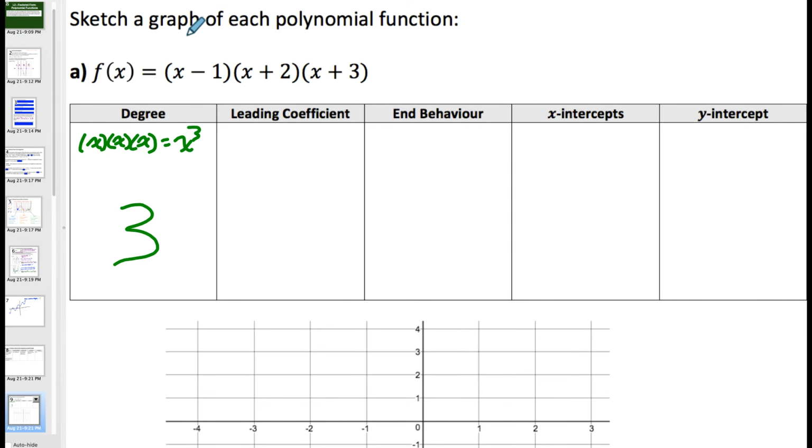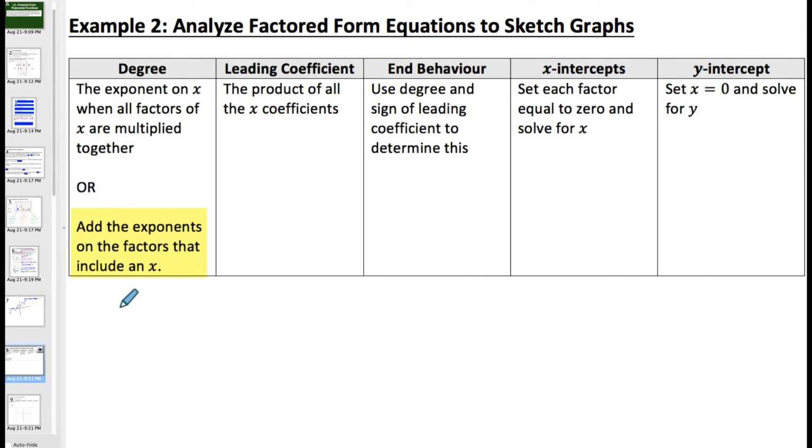Another way to find it, which is probably easier and probably what you'll do, just add the exponents on the factors that involve an x. Order 1, order 1, order 1. Add the orders. It's 3. And that's what that tells you here. Add the exponents on the factors that include an x.